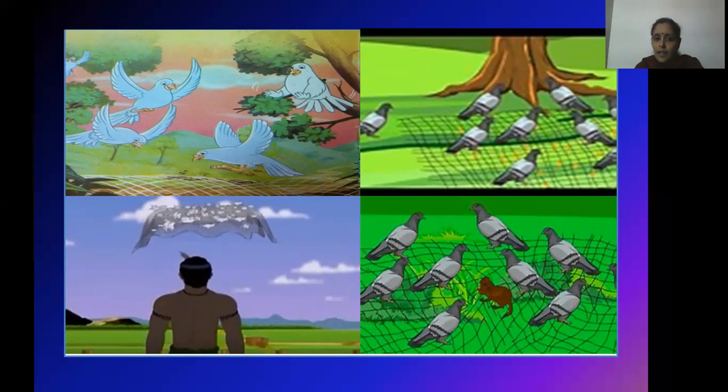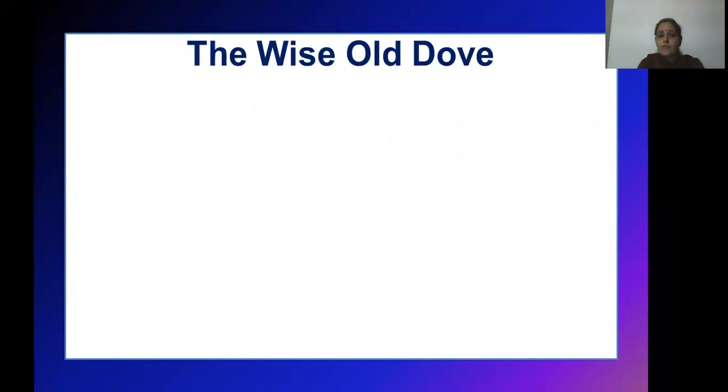Okay. Now the first thing that we have to decide is the title of the story. So can you all think of some suitable title? Yes, you can give the title as The Hunter and the Dove or The Wise Old Dove. Yes, anything. So let's see what I have given here. The Wise Old Dove. So the title of the story is The Wise Old Dove. Okay. Now let's begin writing the story.